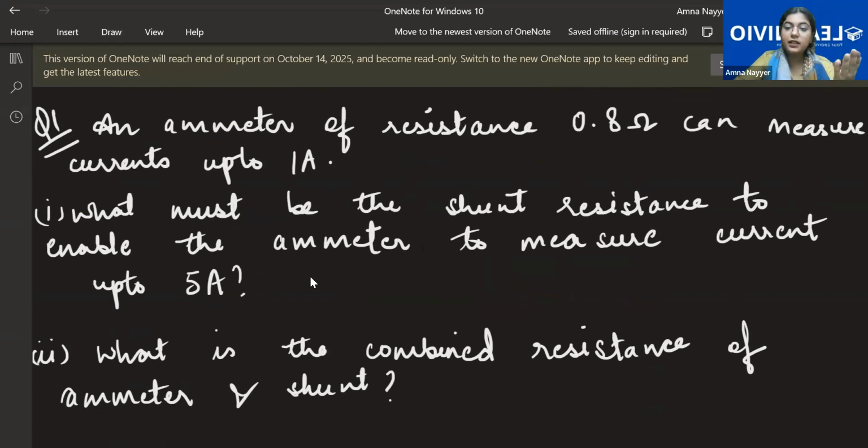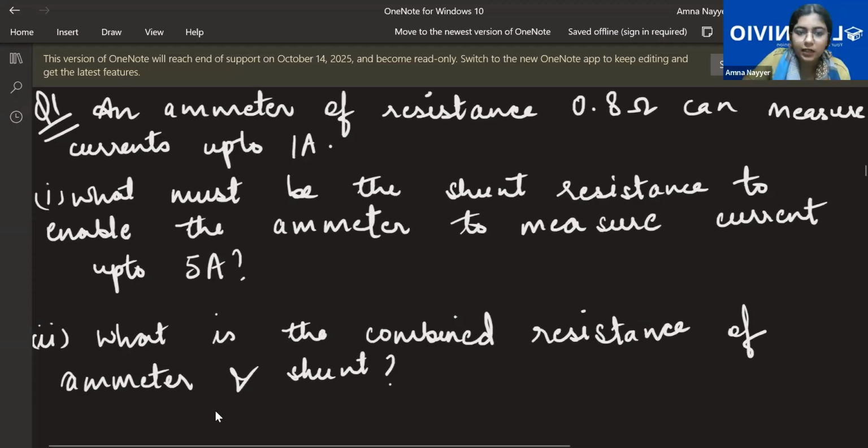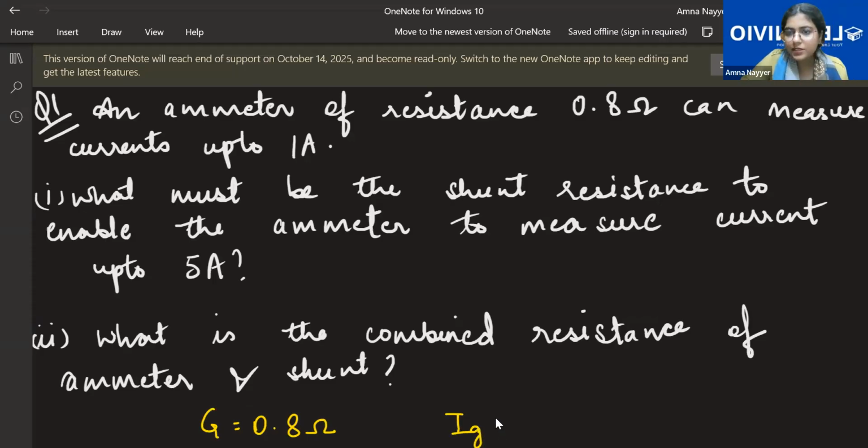That is, it means the galvanometer has been converted into the ammeter. So if it says an ammeter of resistance, it means it's the resistance of the galvanometer. It won't mention the term galvanometer. So the galvanometer's resistance is 0.8, so G is this, and it can measure a current up to 1 ampere. What was the current of the galvanometer, Ig? We used to represent that as Ig. It will be 1 ampere.